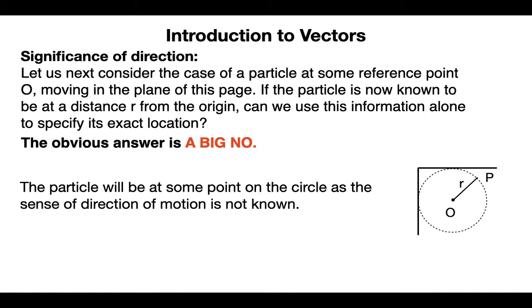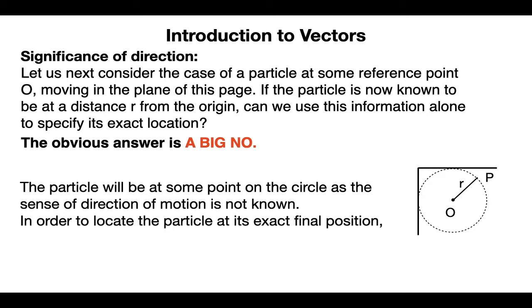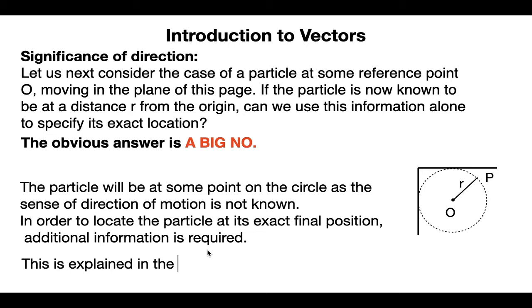The particle will clearly be at some point on the circle, as the sense of direction of motion is unknown. In order to locate the particle at its exact final position, additional information is required. This we will explain in the forthcoming section.